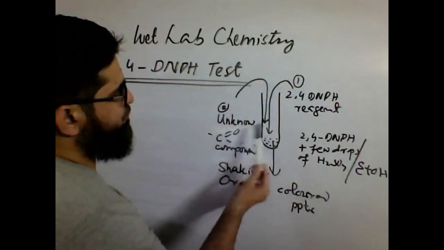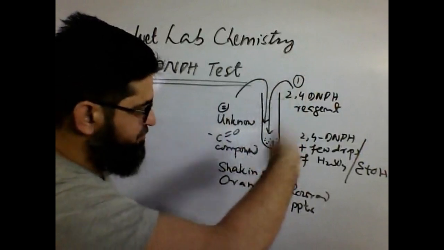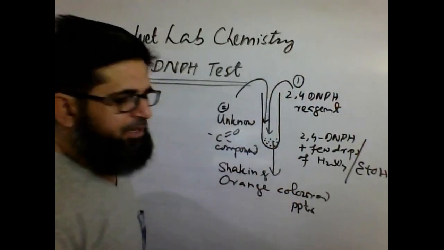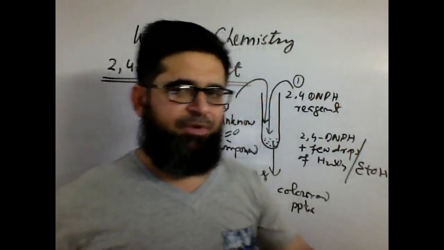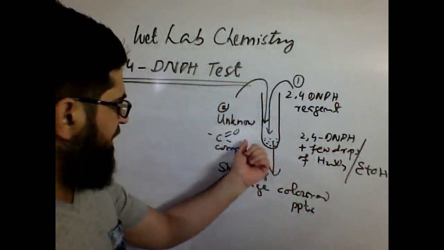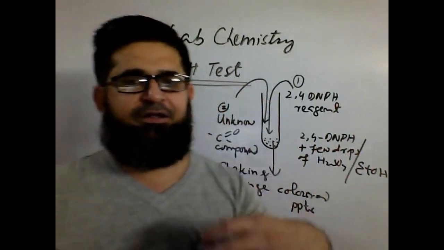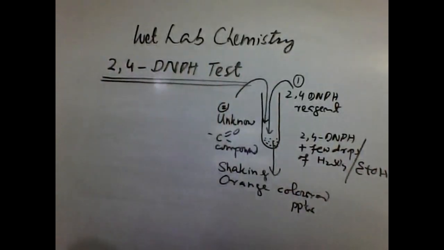After putting these two in the test tube, you shake it well. If the orange colored precipitate settles at the bottom of the tube, it confirms the compound was a carbonyl compound. It can be an aldehyde, it can be a ketone. This is how the test is performed.